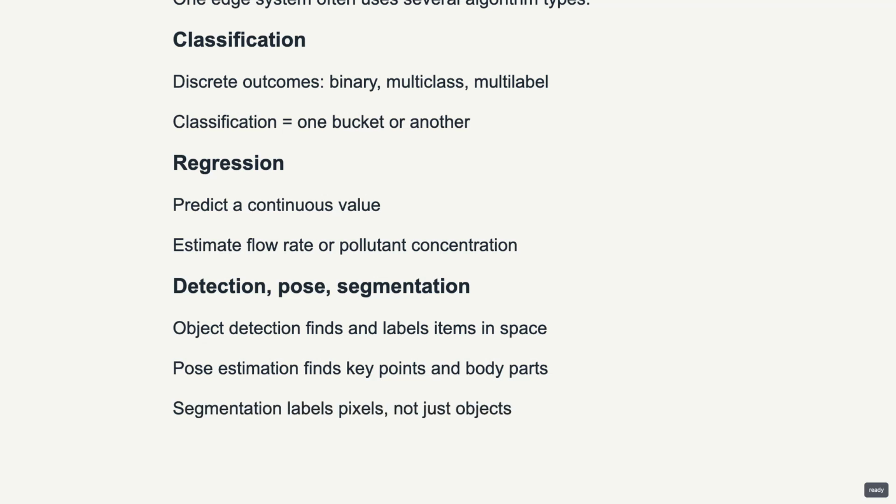Segmentation is about precise regions. When boundaries matter, a box is not enough, so the model assigns labels to the pixels that belong to each object or surface.